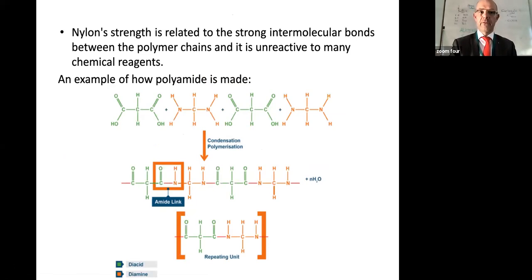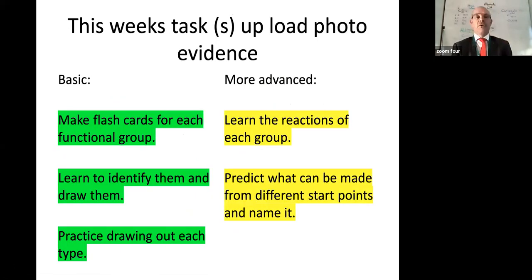There's the task. So what I want you to do, functional groups that we've looked at: alkanes, alkenes, alcohols, carboxylic acids, and esters. That's a definite. Absolutely need to do those. If you're feeling flash, dialcohols and diacids as well. Let's leave amines out of it for now.